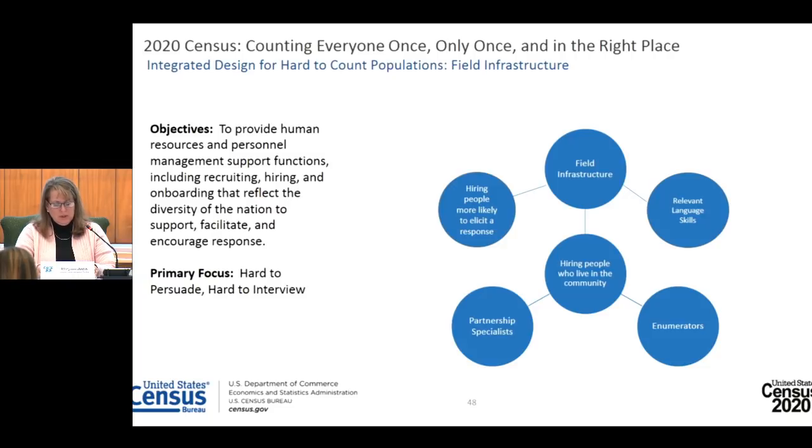Our community partnership and engagement program will focus the efforts of 1,500 partnership specialists to increase self-response and participation in communities who are hesitant to respond or who won't respond. We will use existing networks, resources, and trusted voices to increase census participation in low-response communities. When considering the hard-to-count framework, the primary focus of field enumeration efforts is related to the hard-to-persuade and hard-to-interview segments.